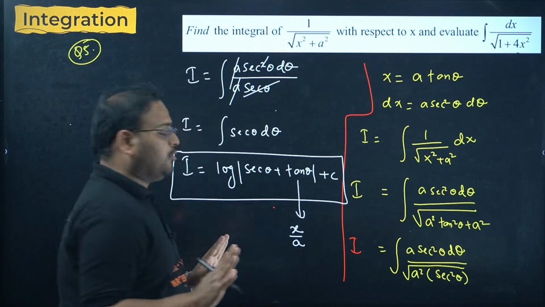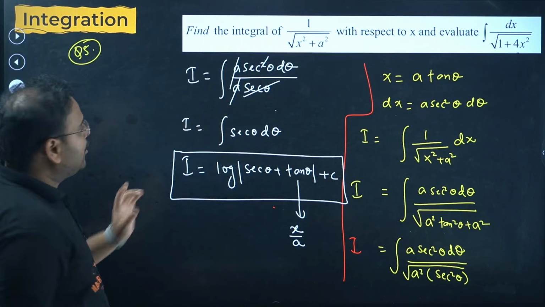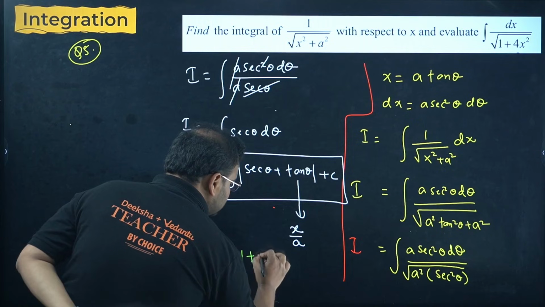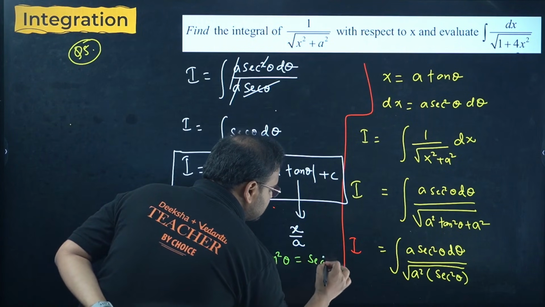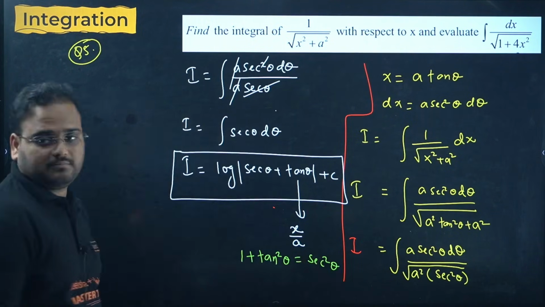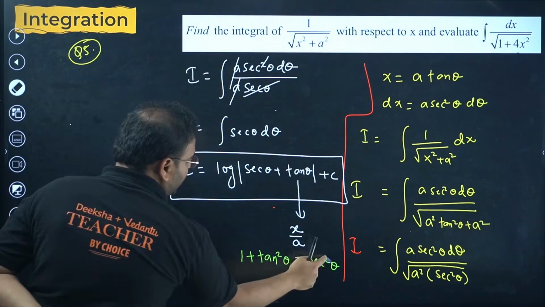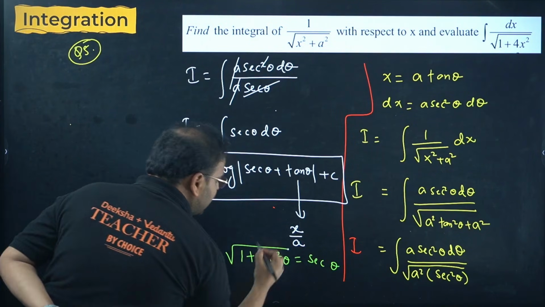Tan theta is x by a, not a problem. What about secant square then? We know that 1 plus tan square theta is secant square theta, correct? It means secant theta would be the root of this value.